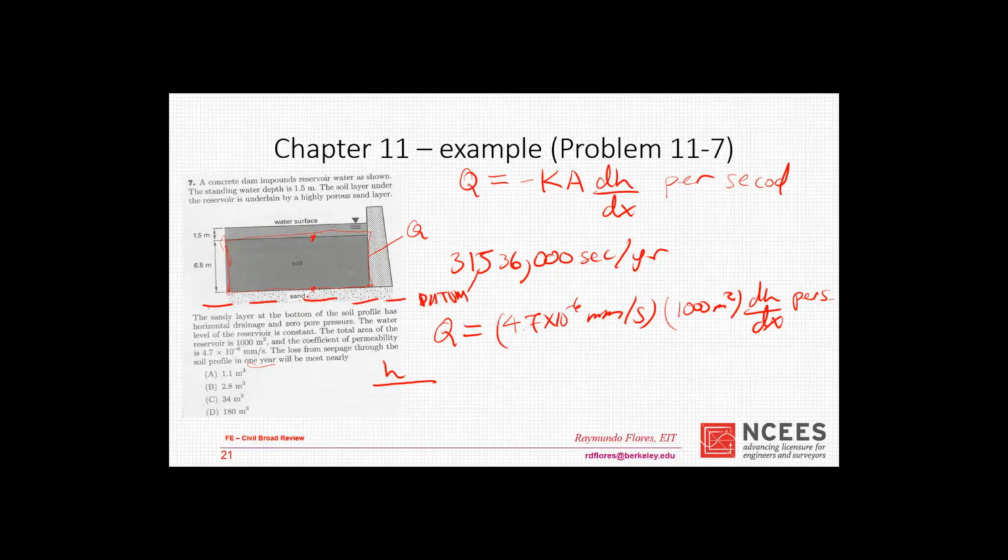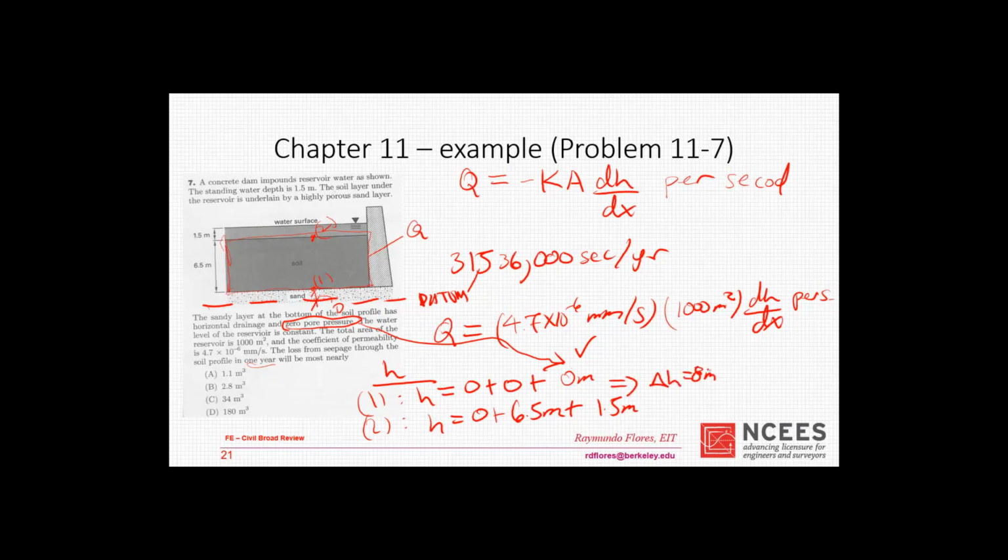At this point, for the first one, the total head should be 0 plus 0 plus what? Strangely enough, I just know it's 0. That's because of the 0 pore pressure. That's the idea. So in this case, obviously delta H is 8 meters, because it's 8 meters minus 0 meters.